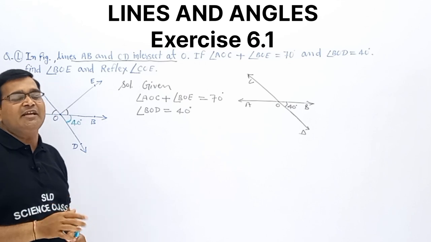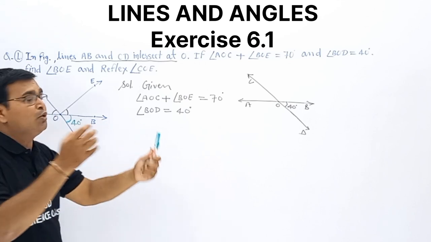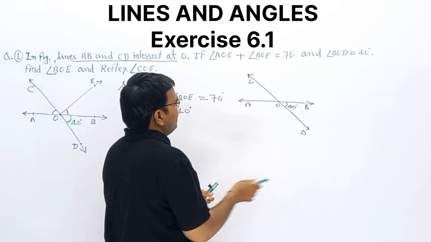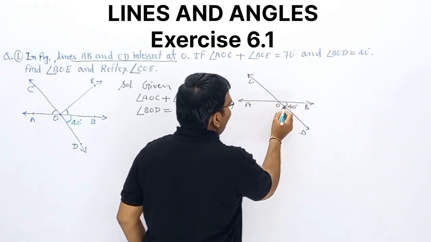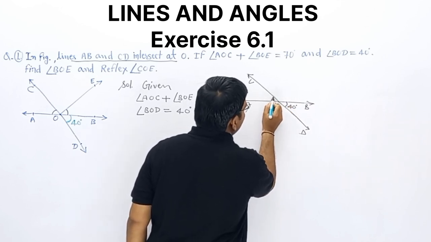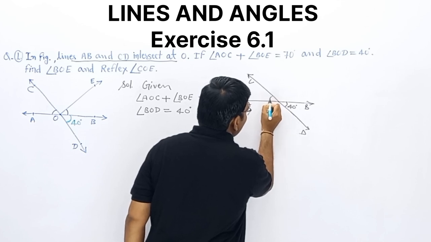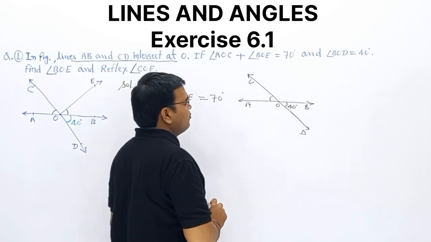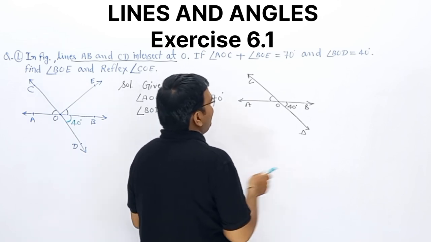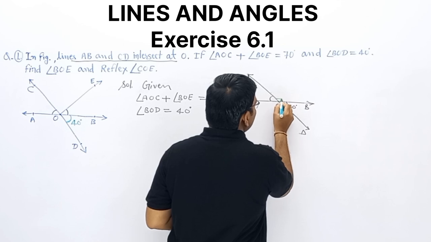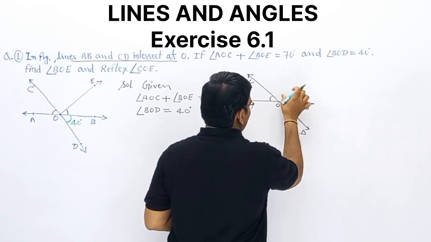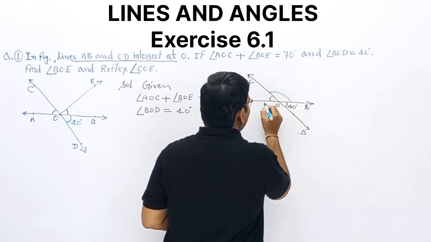So we studied vertically opposite angles. Once two lines are intersecting, we get vertically opposite angles. So for these two intersecting lines, its vertically opposite angle is this one. Yes or no? And another pair of vertically opposite angles is this angle and this angle. I am drawing big so you can easily understand.